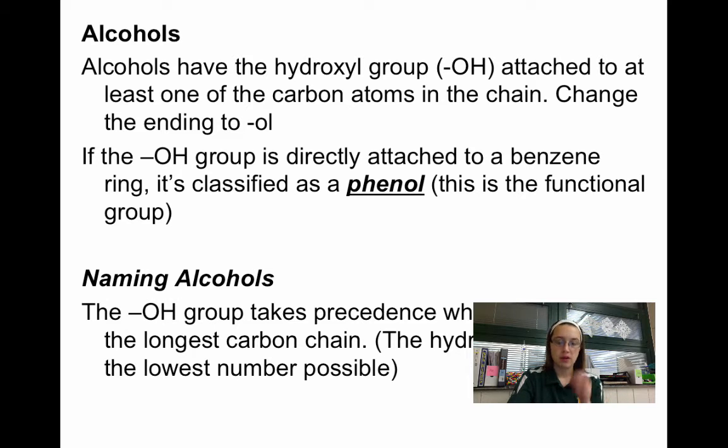So when we name alcohols, the hydroxyl group is going to take precedence when you're numbering your longest chain. We're going to avoid situations with OH and multiple bonds. We're going to stick to alkanes with an OH group, but the OH group takes precedence. So when you find your longest chain, that OH should have the lowest number possible.